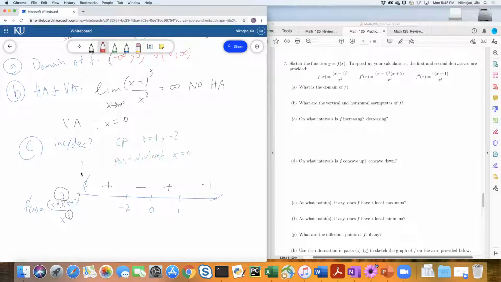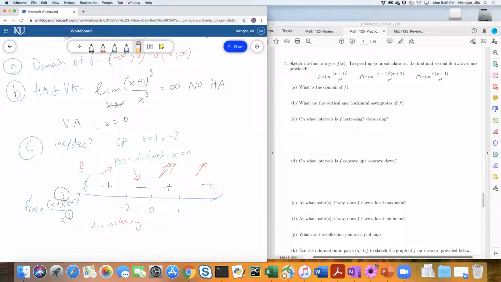Okay. So now f is increasing here, decreasing, increasing, increasing. So f is increasing at -infinity.